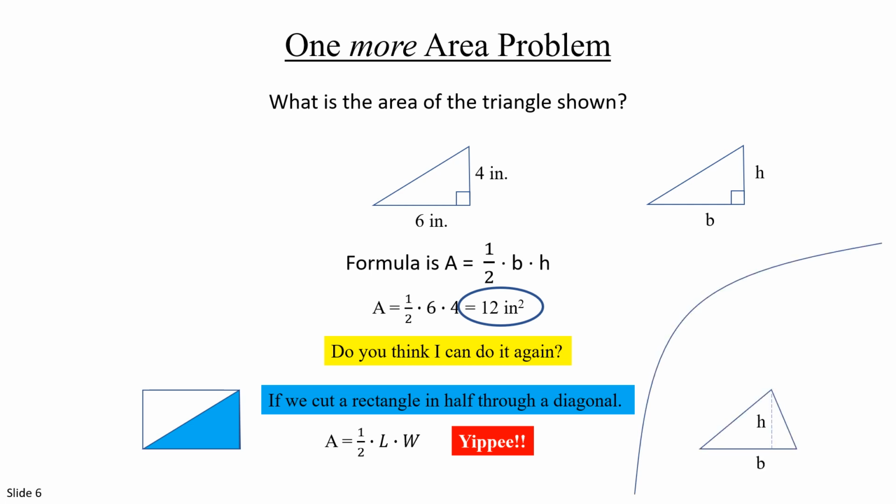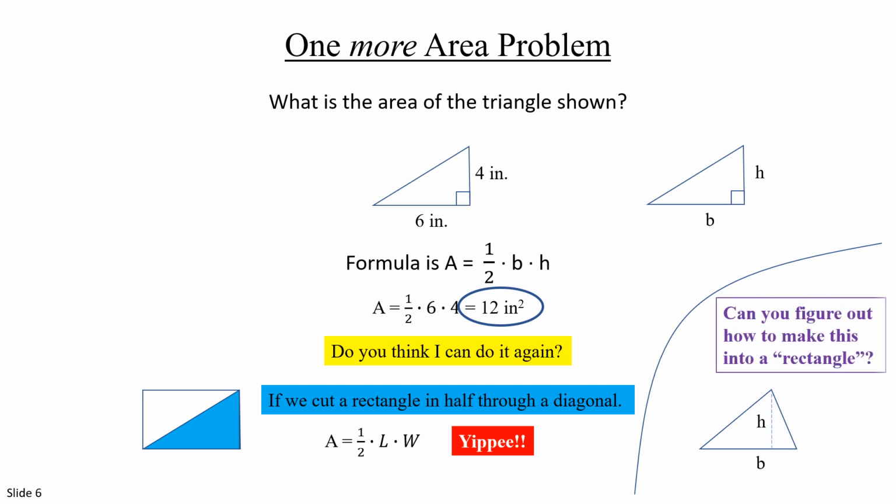But what if it's not a right triangle? The formula still works. 1/2 base times height. Do you think you could make it into a rectangle? I'll leave that up to you.